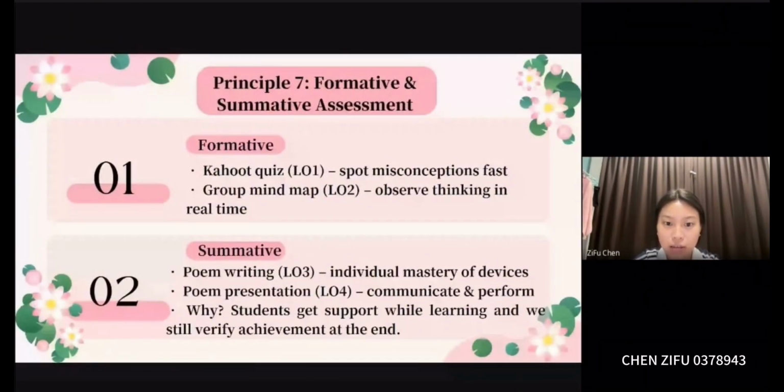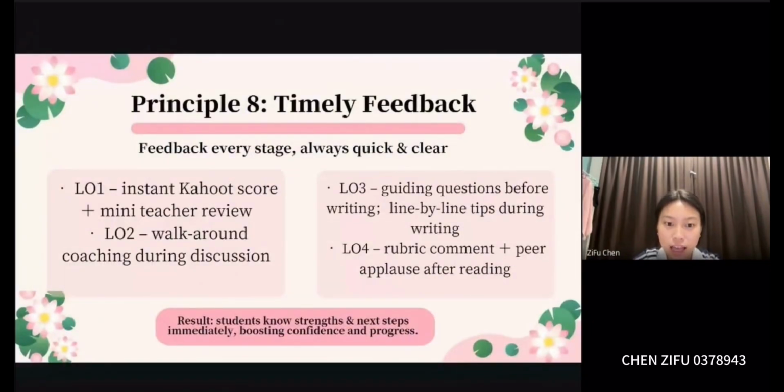Principle 8, timely feedback. In LO1, Kahoot gave instant feedback, and we followed it with a short teacher summary to address common errors. During the mind map activity in LO2, the teacher provided feedback on the spot by moving between groups and asking questions. In LO3, before students began writing, we used guiding questions to help them plan, and during writing, they received individual comments to improve their poems.